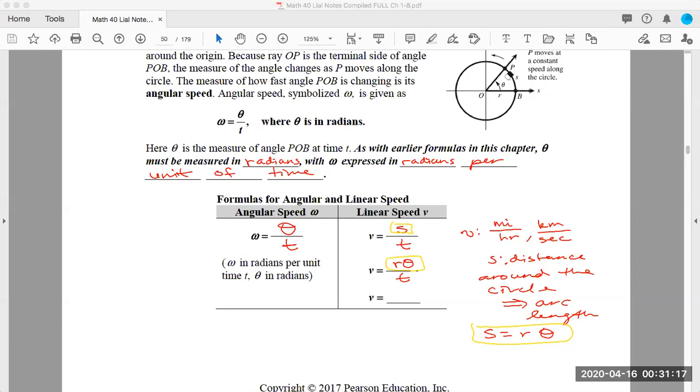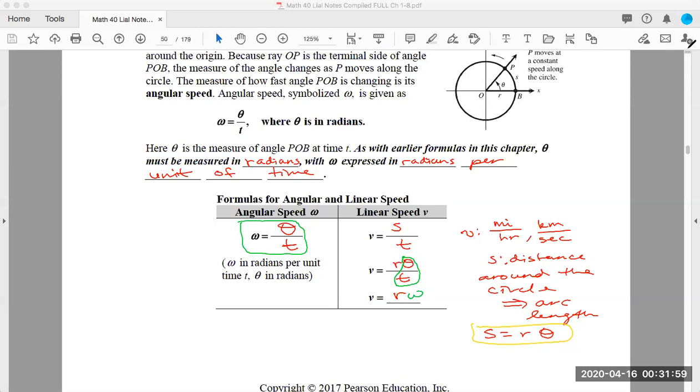Now though, let's think about another formula we have. We have a formula for theta over time right here. So we're going to replace theta over time with omega. Okay, so those are the 3 formulas that you can use for linear speed.